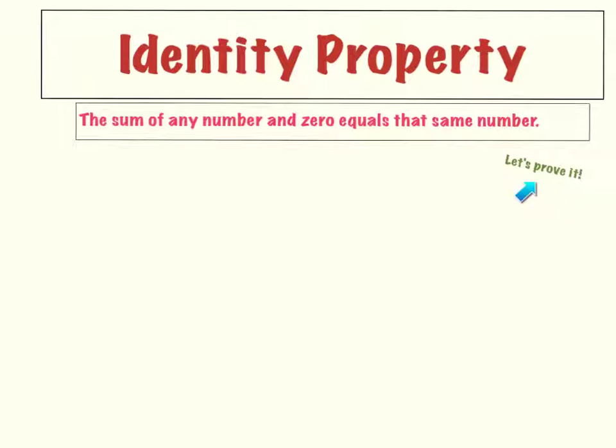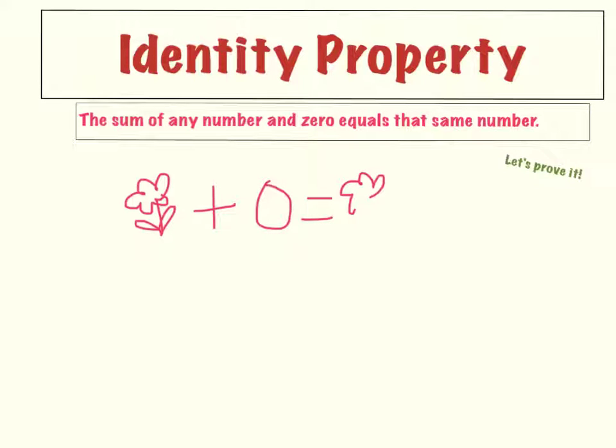Okay, let's prove this one. This one we're going to do together. So let's pretend I have a little flower. Here's my flower. If I have a flower and I add it to the number 0, what is the sum going to be? I hope that you said it's going to be a flower.